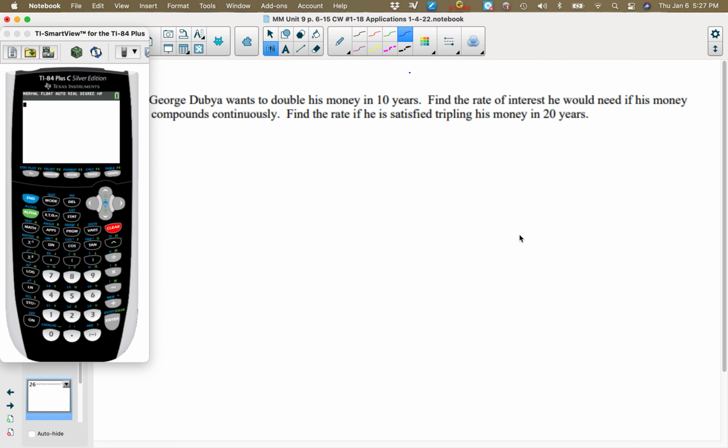So on this next problem, George W. wants to double his money in 10 years. Find the rate of interest he would need if his money compounds continuously. So we're using this formula. They don't tell you how much money he starts with. In the past, we've had some problems where you knew that. So we don't know that. We just know he starts with P naught amount of money. Well, if he doubles his money, if he starts with P naught, then that means he has to end with twice P naught.